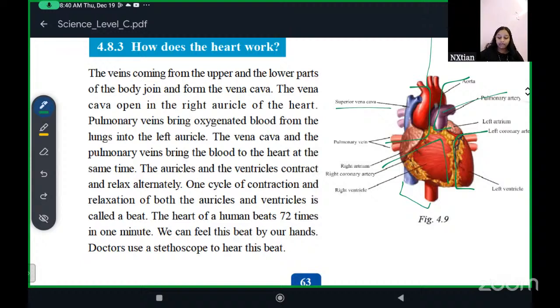One cycle of contraction and relaxation of both the auricles and ventricles is called a beat. Okay, a heartbeat. Now, the heart of a human beats 72 times in 1 minute. You can imagine how it beats 72 times in a minute. So, the blood keeps pushing forward. The blood keeps moving forward through this contraction and relaxation.